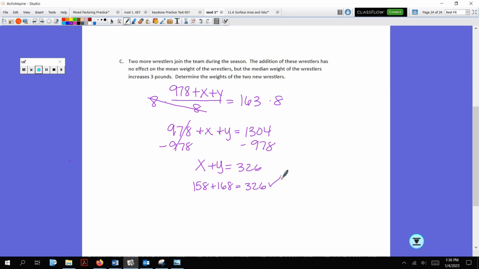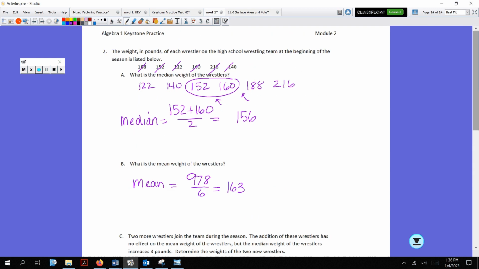So that fits. Then when I put those numbers in up here, 158 and 168, and try to find the median, 1, 2, 3, 1, 2, 3, now these 2 numbers are in the middle. So 158 plus 160 divided by 2. Is that going to increase my median by 3 pounds? It gives me 159. So this is the new median.